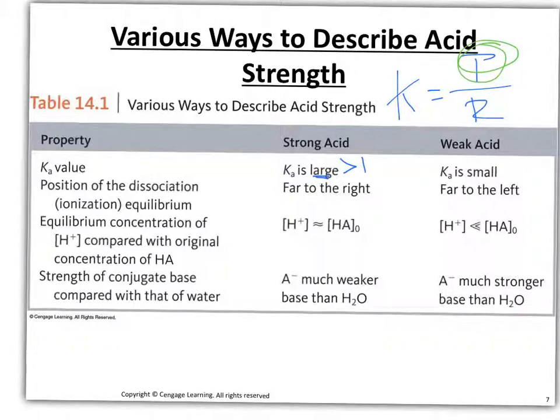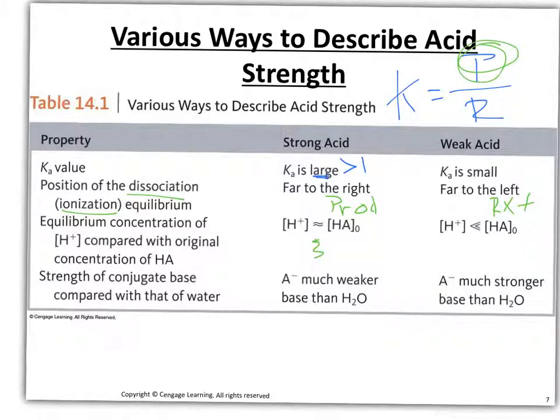Okay. Now, position of dissociation or ionization. Notice what they did. Dissociation and ionization. They use both the words right here. Is far to the right. I hate the words right and left. That is for driving. This is not driving. This is chemistry. Right and left refer to products and reactants. That's why whenever you're doing Le Chatelier, don't you ever say shift to the right or shift to the left. You tell them which side you're going to. Very important.